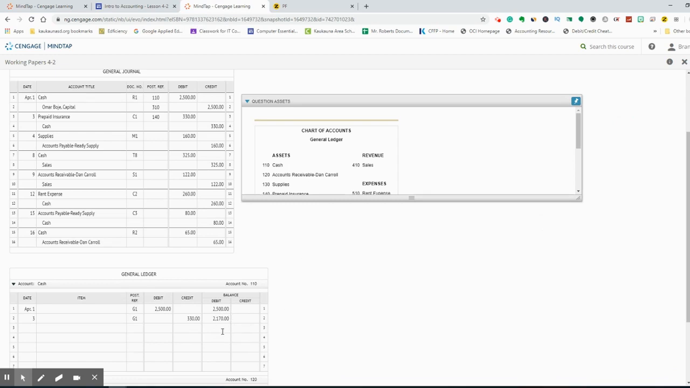Okay. So there we go. That's where the 2170 comes from. 2,500 debit balance minus the 330. We still have a debit balance of 2,170. What do we do now? Well, our fifth step, and we are going to put our post-reference account number 110 up here for cash.